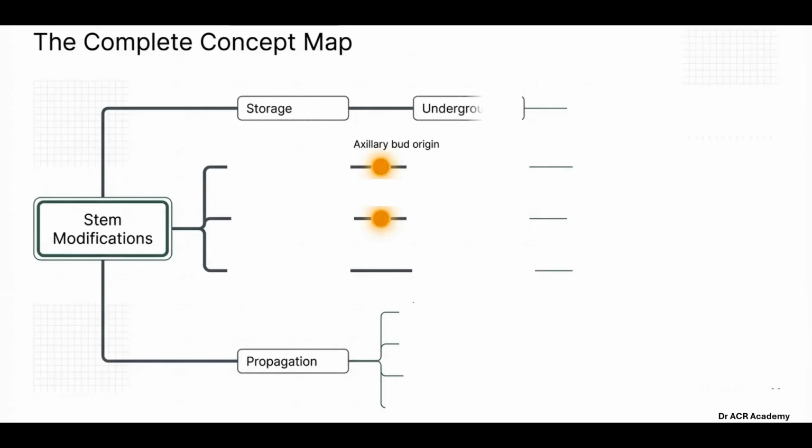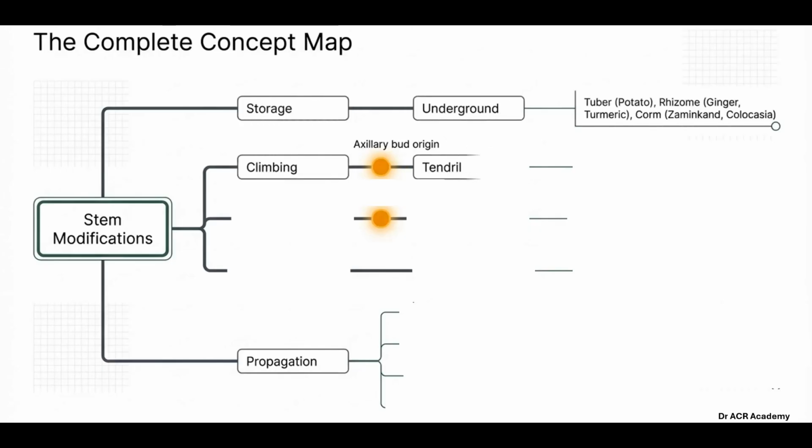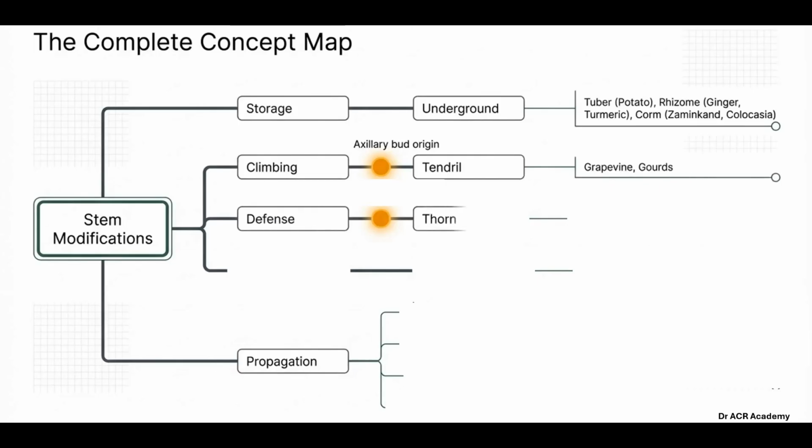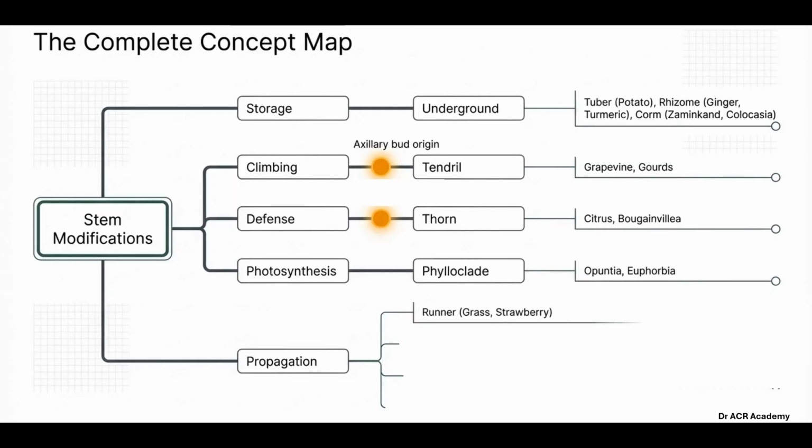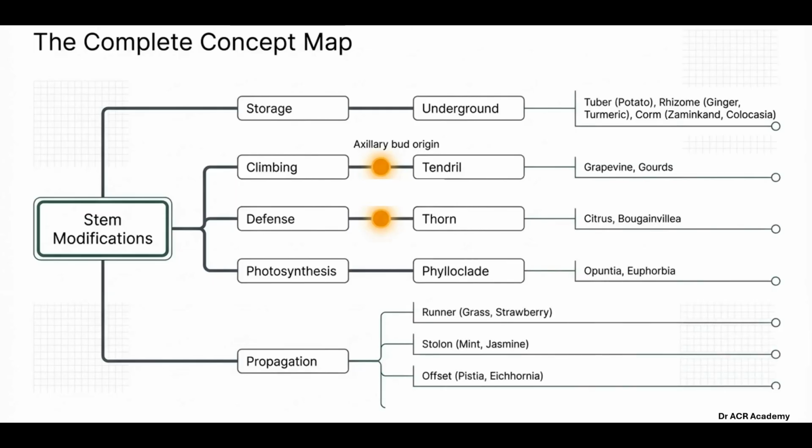Okay, take a look at this. This map right here, this is going to be our guide for the next few minutes. It lays out every single type of stem modification you need to know, perfectly organized. We're going to go through this branch by branch so you can see exactly how all these amazing adaptations are connected.